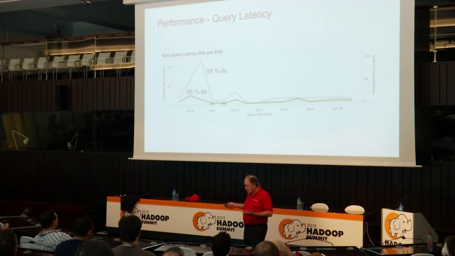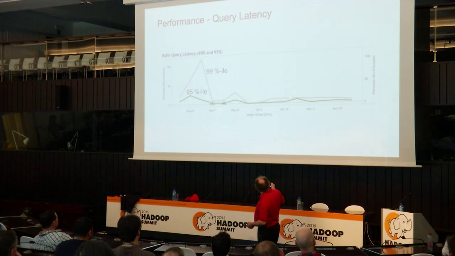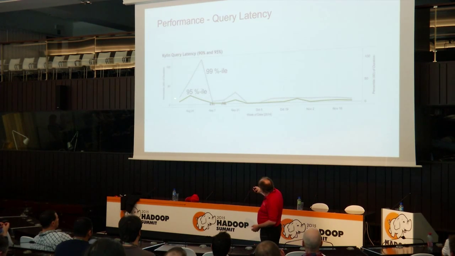And after people were educated, the 90th percentile was under 5 seconds. The 95th was still quite short. That's 10 or 20 seconds. That's still doable.